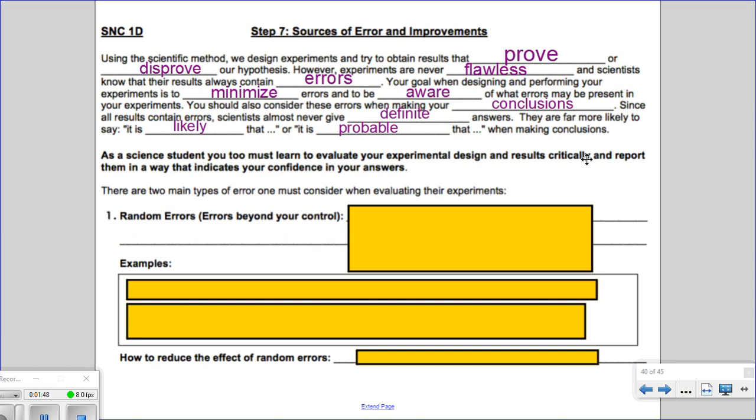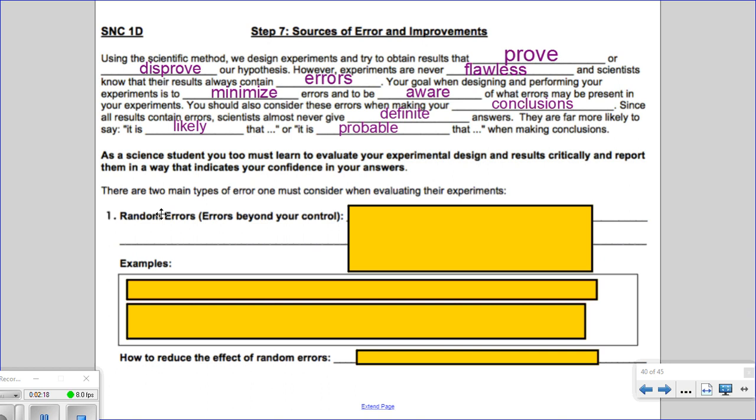As a science student, you too must learn to evaluate your experimental design and results, critically assess those, and report them in a way that indicates your confidence in your answers. Basically, acknowledging the errors and limitations of the experiment will add objectivity to the process and to the findings.